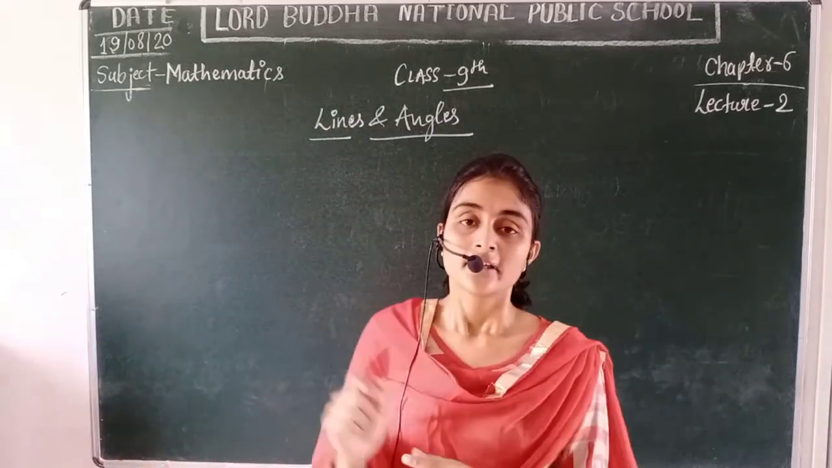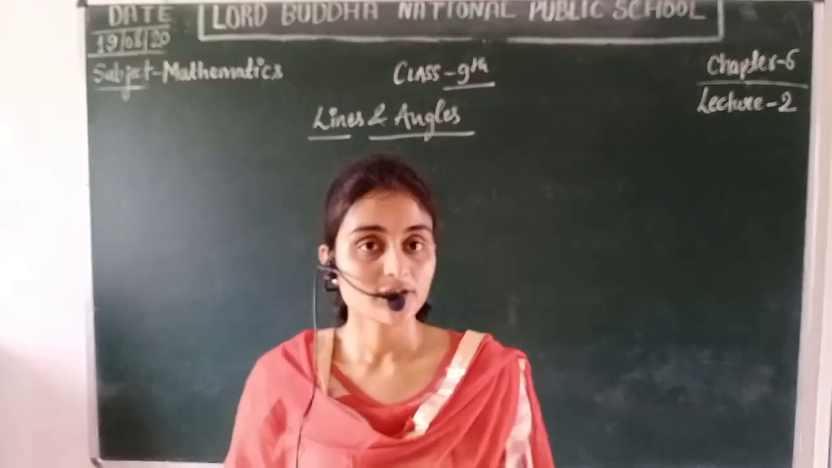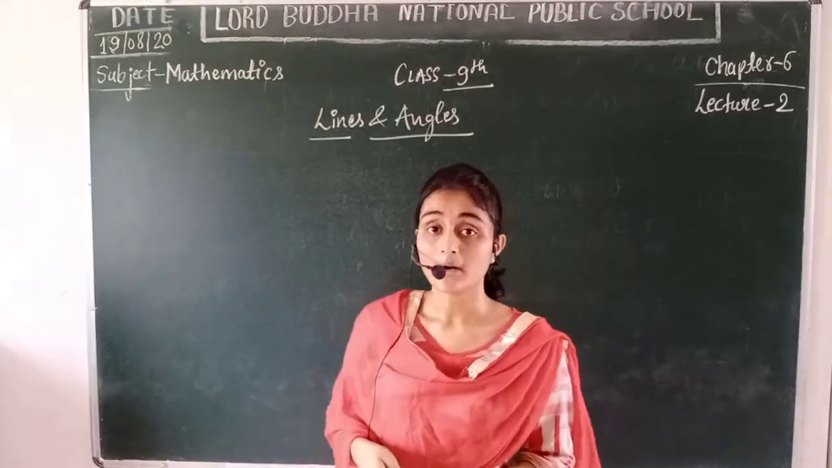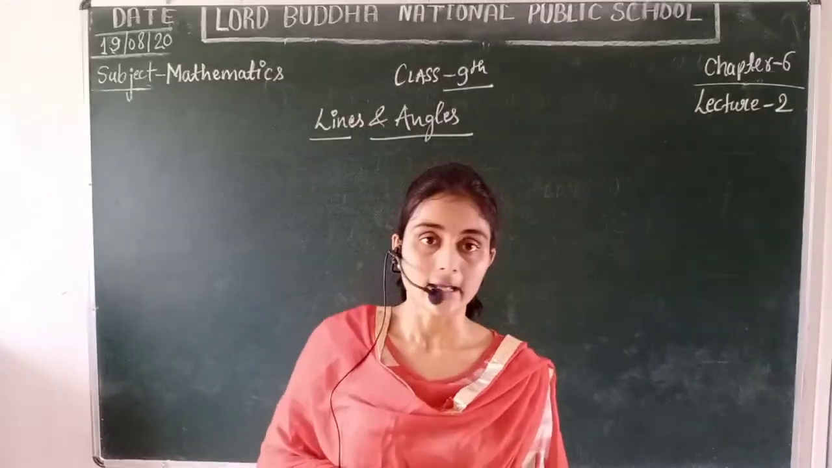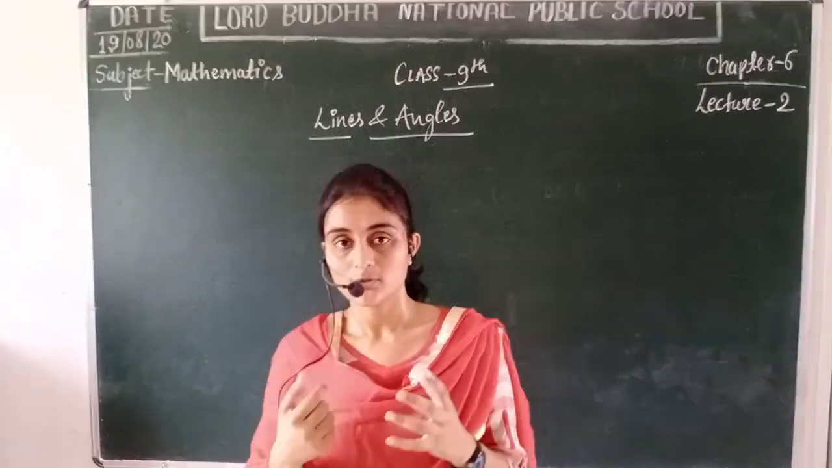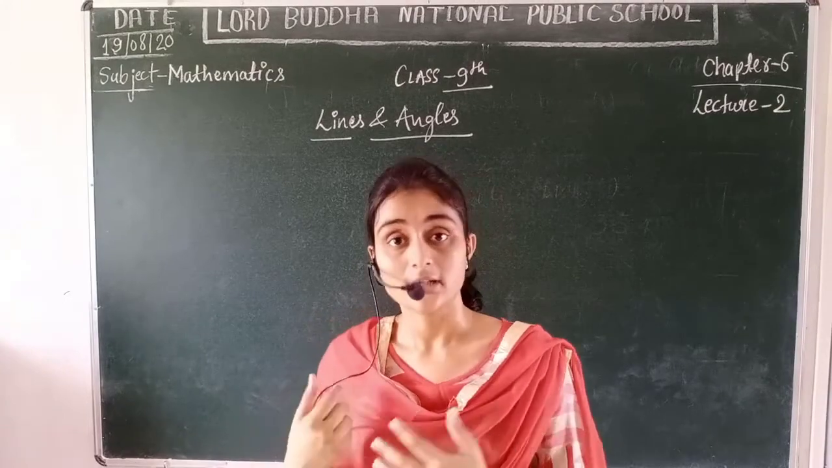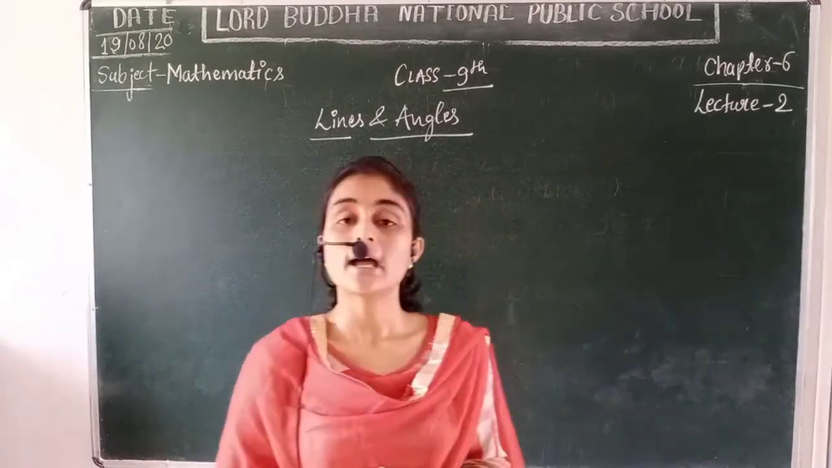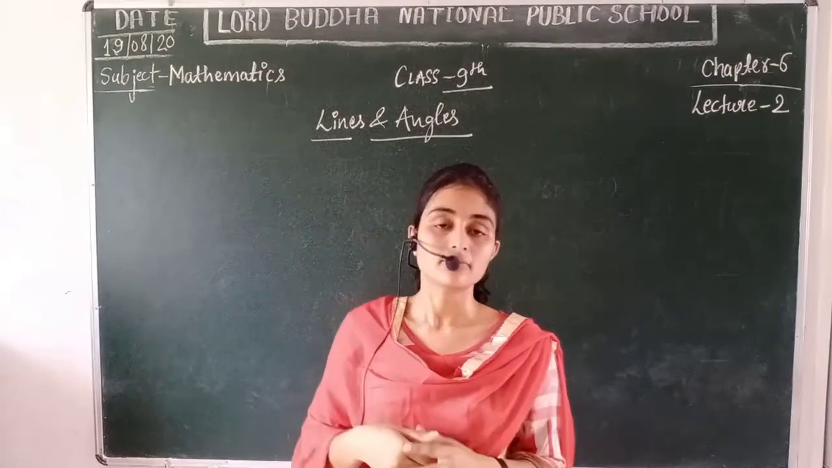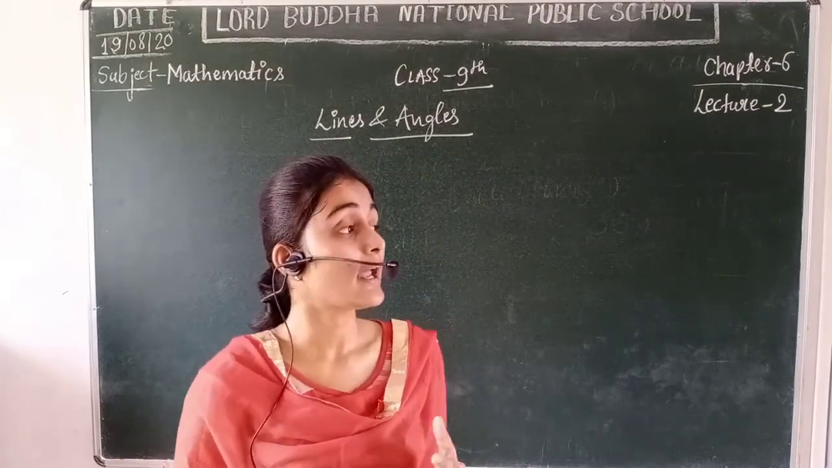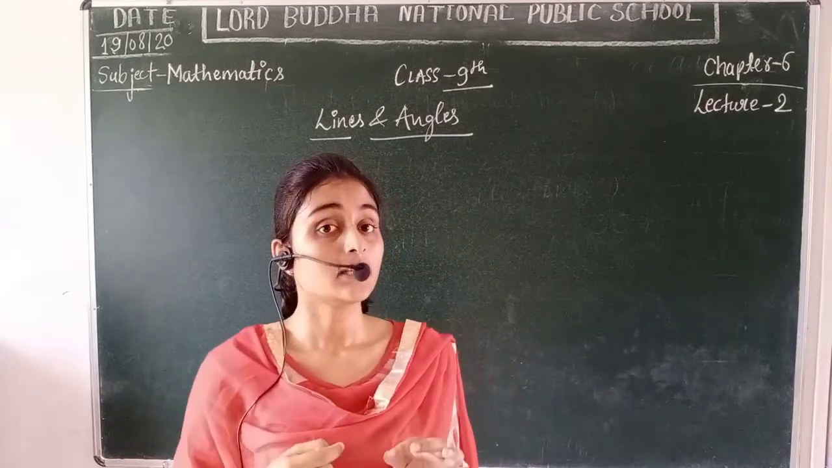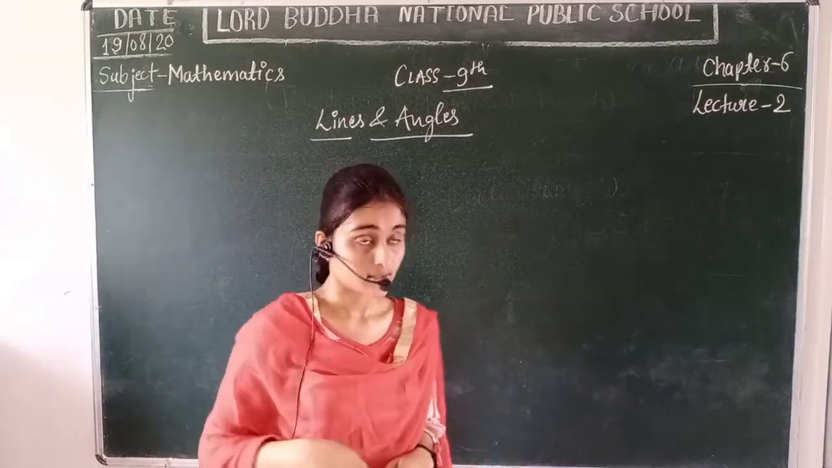Today we are going to continue the chapter Lines and Angles. In the previous video, we have learned about different types of angles and lines, right? In this video, we are going forward in this chapter and we are going to prove the first theorem related to this chapter, which is: if two lines intersect each other, then the vertically opposite angles are equal. I have told you about vertically opposite angles and intersecting lines in the previous video, right? So we will prove that point that vertically opposite angles are equal in this theorem.